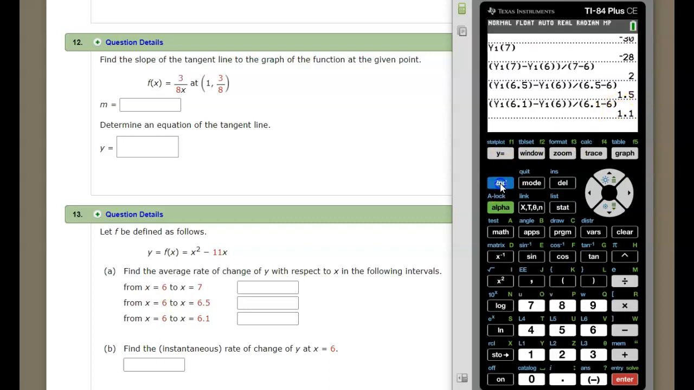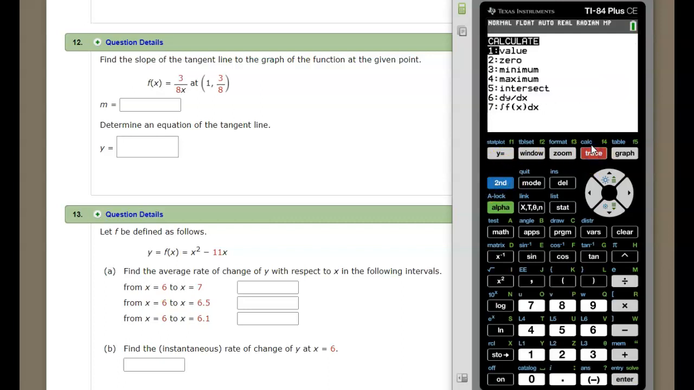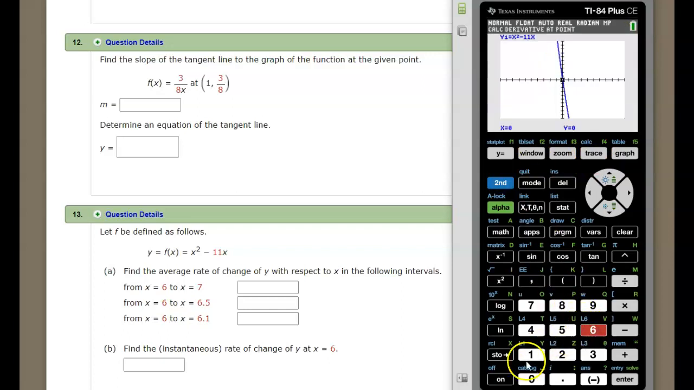And if I do the second trace, at 6, we get dy/dx equals 1. So the slope at 6 is 1. I can't really see where that is on my graph because it's down at y equals negative 30. I could do a zoom 0 so I could see it better, but I don't need to be able to see it to get the information out of my graph.